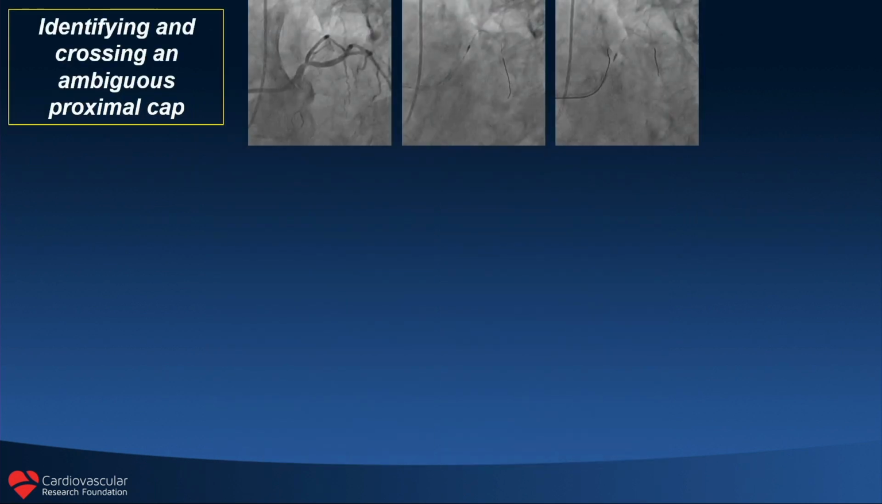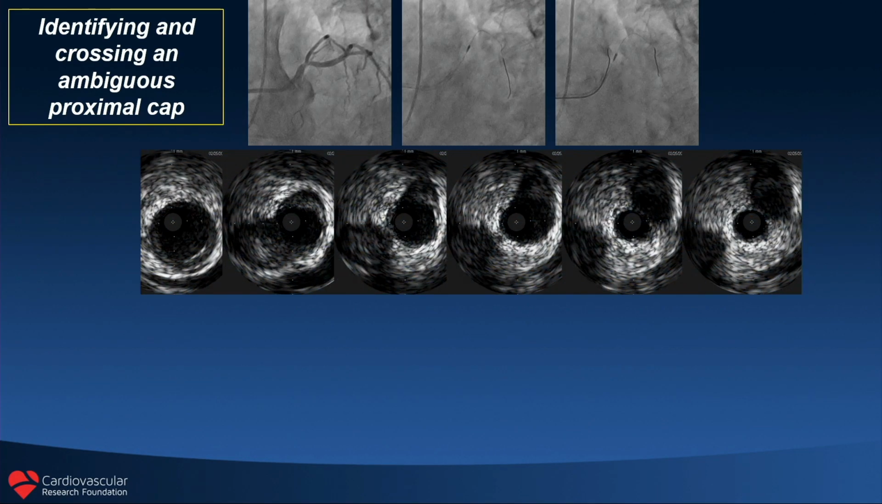Now, other things that IVUS can do in CTO PCI is identification of a proximal cap. Here you see an occluded LAD, but you have a large branch of a ramus and a circumflex here. And if you use this Eagle Eye catheter, which basically has the transducer right where my pointer is, you can nicely appreciate where in the vessel the LAD comes off. So this is a pullback into the ramus. And in this segment right here, this is a characteristic appearance of the CTO lesion. This then is the circumflex.